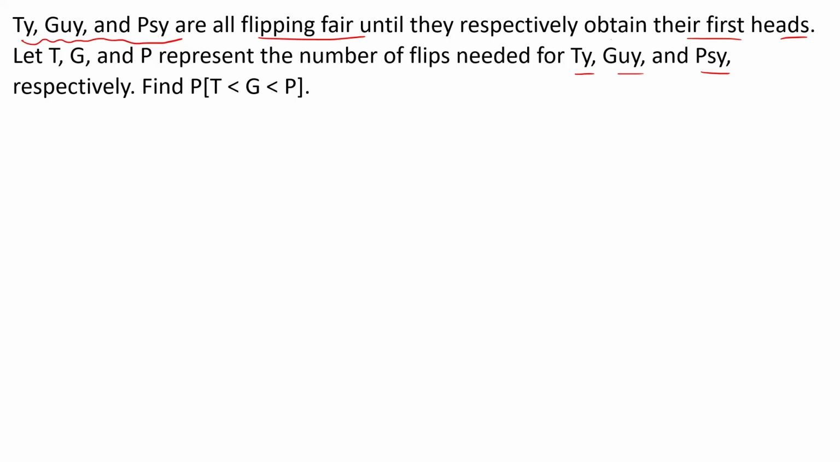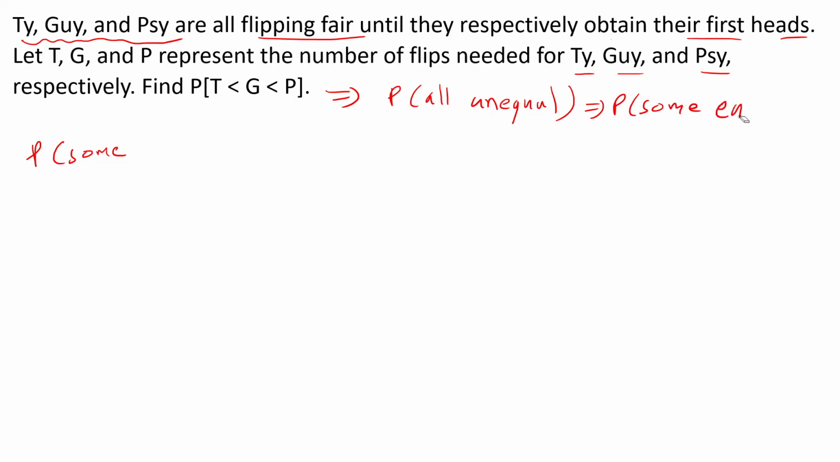There are more than a couple of ways to do it, but let's start with one. Since it's an inequality, there is no equal sign. So first let's try to figure out the probability that all are unequal. That is nothing but 1 minus the probability that some of them are equal. So for this we need the probability that at least some are equal.